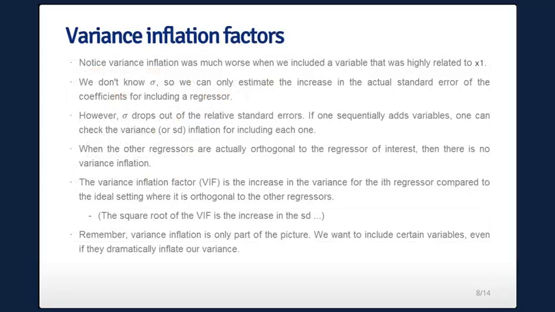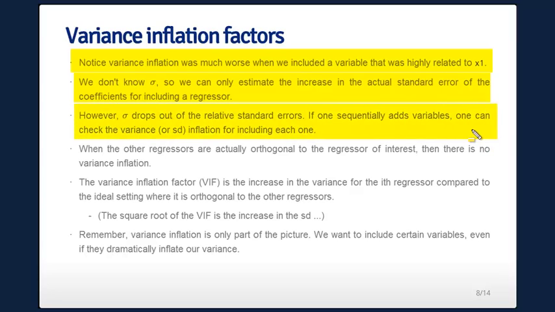So there are these things that we look at called variance inflation factors. I just want to highlight this point. Notice variance inflation was much worse when we included a variable that was highly related to x1. And then, we don't actually know sigma, so we can only estimate the increase in the standard error of the coefficients for including a regressor. So when we take ratios, the sigma drops out. So we can actually calculate the percent increase or decrease in variation explained by including an extra regressor.